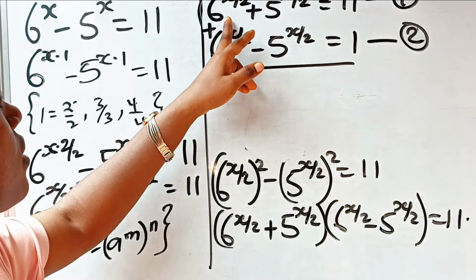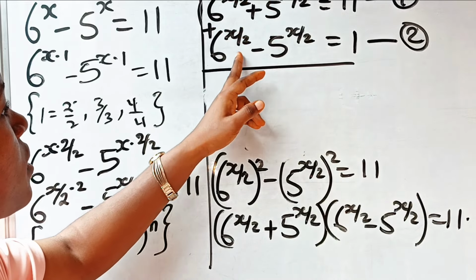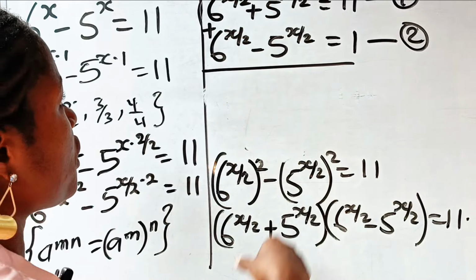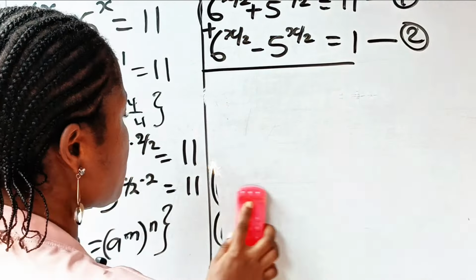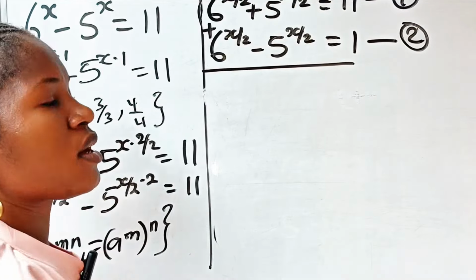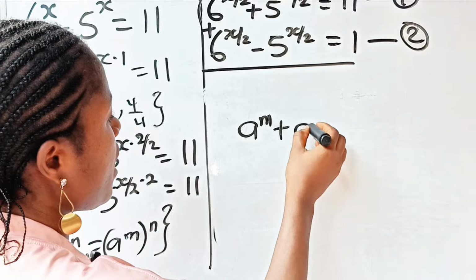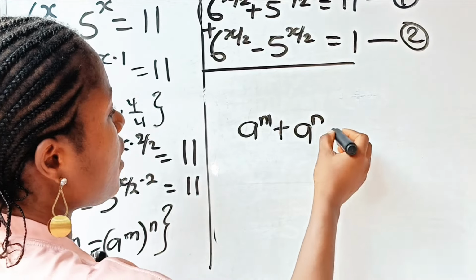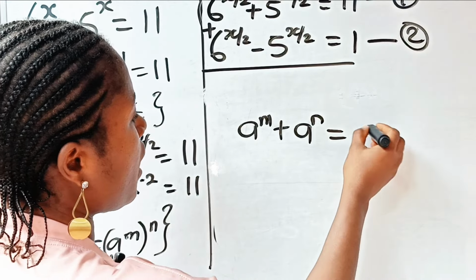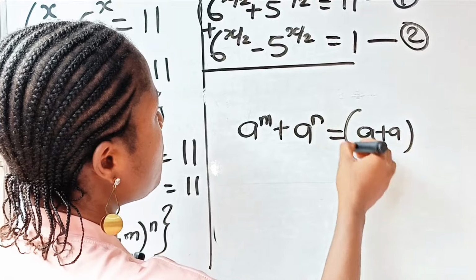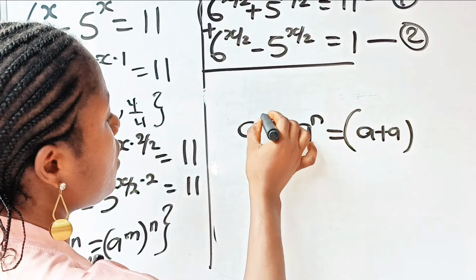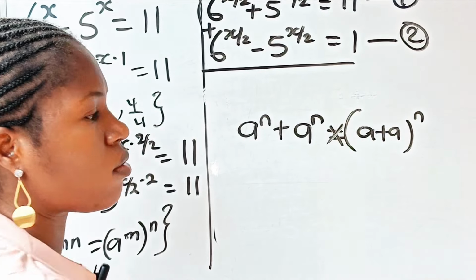we are going to have 6 to the power of x over 2 plus 6 to the power of x over 2, which will give us 2 times 6 to the power of x over 2. Now, don't say, for example, that a to the power of n plus a to the power of n is equal to a plus a raised to the power of n. This is wrong.